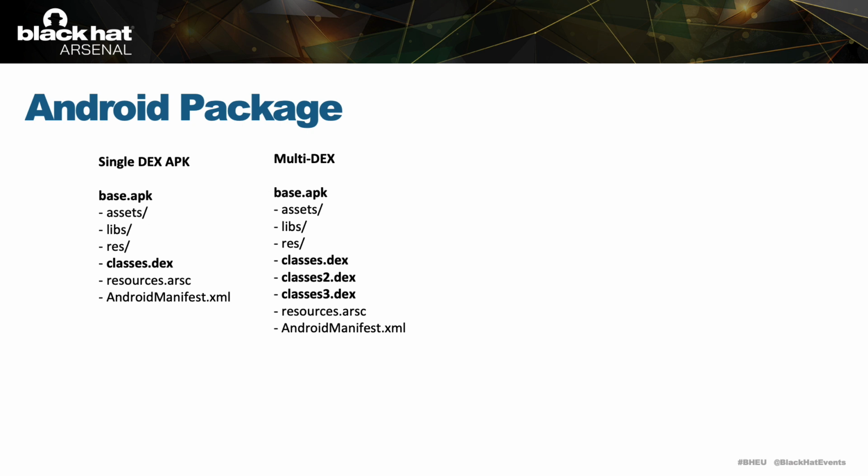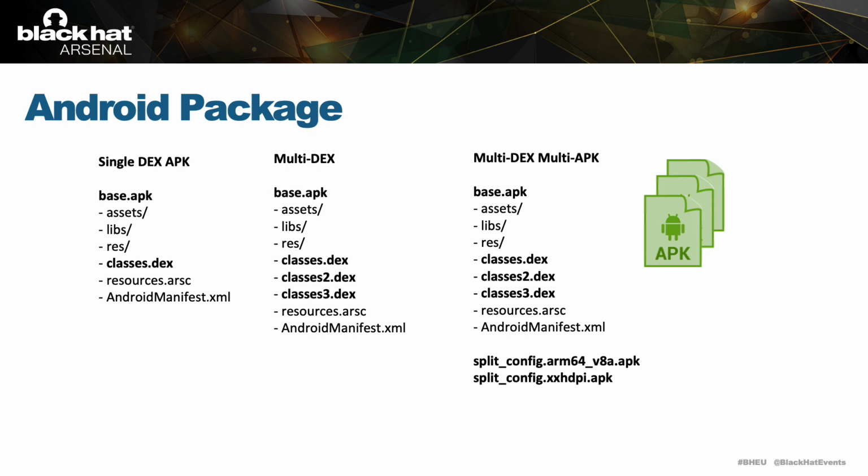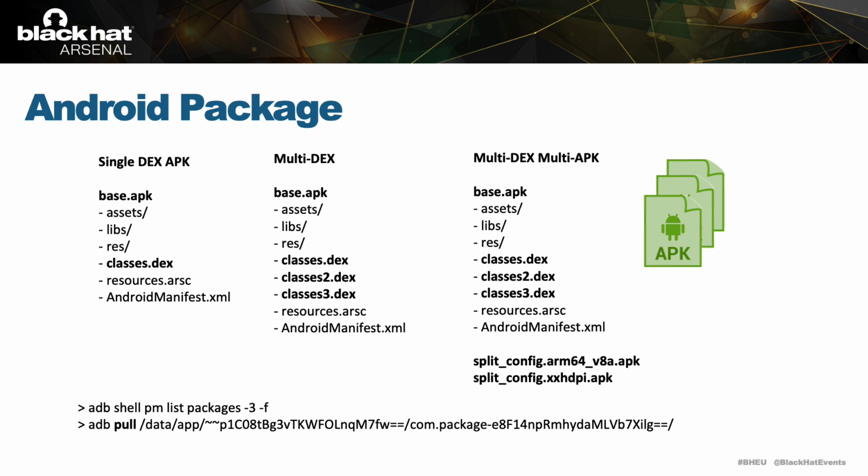Modern applications include plenty of architecture-dependent libraries and many assets dependent on the device capabilities. That's why Google Play introduced app bundling. As a result, we've got additional applications called split APKs. They may contain platform-dependent libraries, assets, and resources. Here are the ADB commands you can use to explore and download applications from your device.